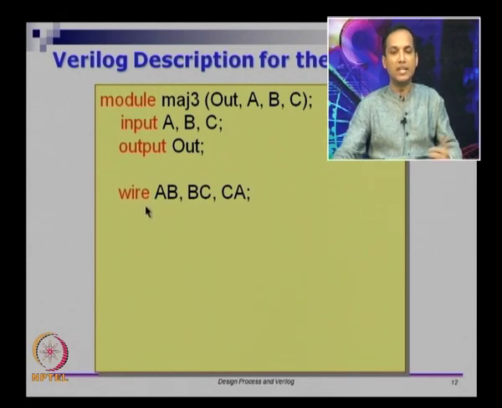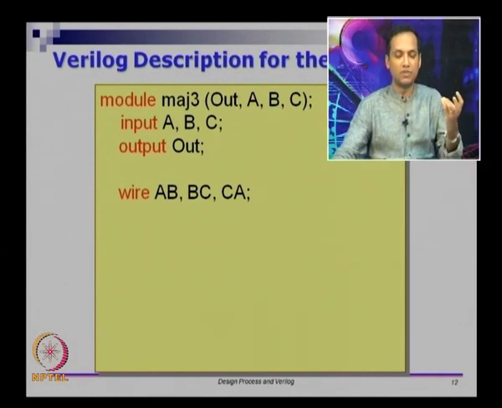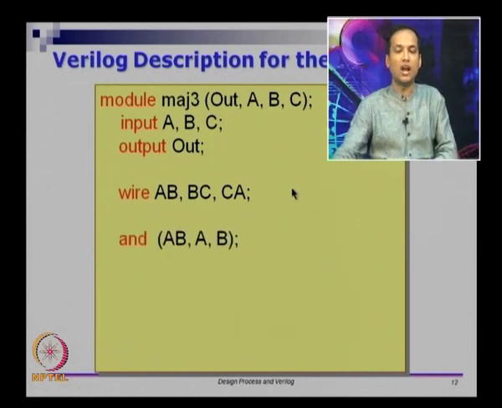Then we needed 3 intermediate nodes. The gate which does AB will need a wire, the gate which does BC will need a wire, and the gate which does CA will need a wire. So we need 3 wires AB, BC and CA. These are the intermediate nodes, and now I am ready to get these individual components.